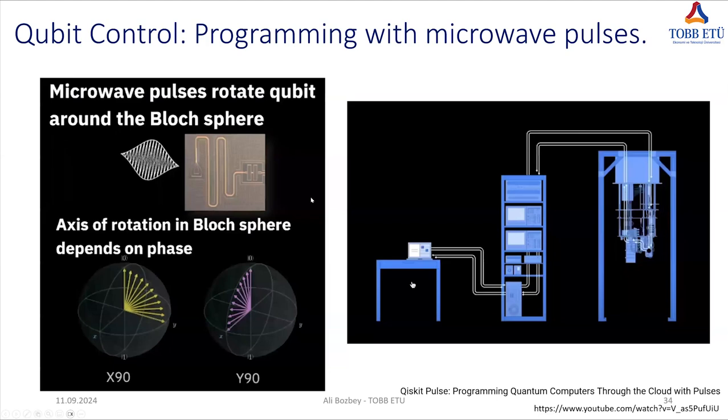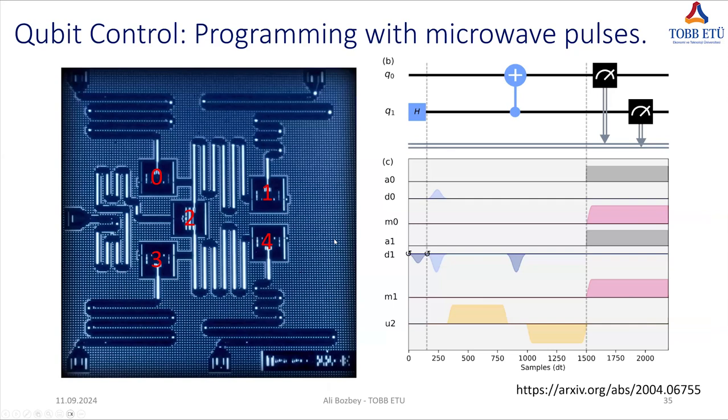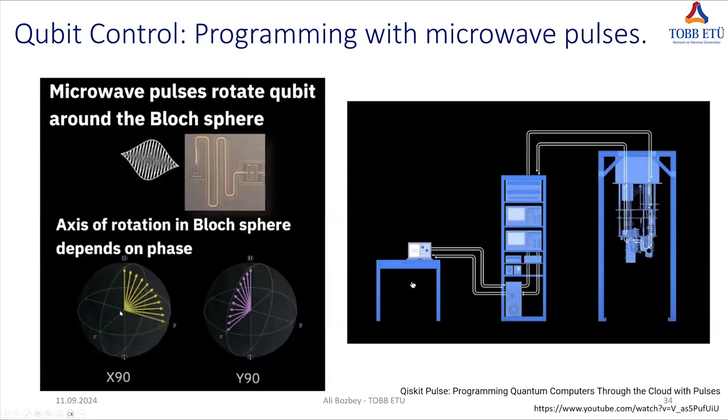So in the superconducting qubit, the gates are in the time domain. For example, a 90-degree rotation about the x-axis, from this coordinate on the Bloch sphere to this coordinate, you apply a microwave pulse, and that microwave pulse moves the state from this point to this point. So this pulse corresponds to an x90 gate.